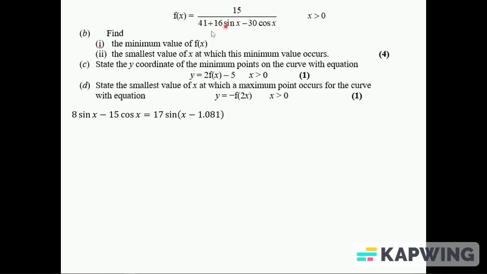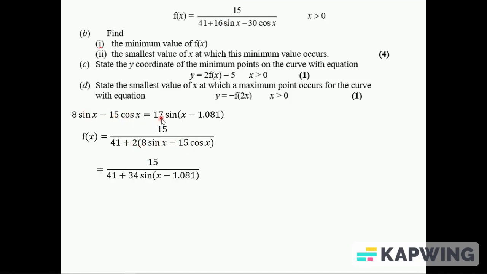Right, then part B, we've got f of x equals 15 over all that. So I can write this bottom line using what's in the first part, because I've got 16 and 30. I can write it as 2 lots of the 8 and the 15, which is what I've worked out before. So I'll have 34 sin of x minus 1.081. That's my f of x in a form that I can minimize it.